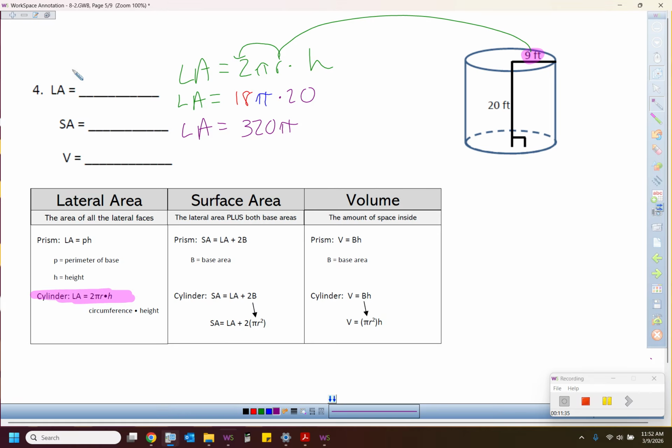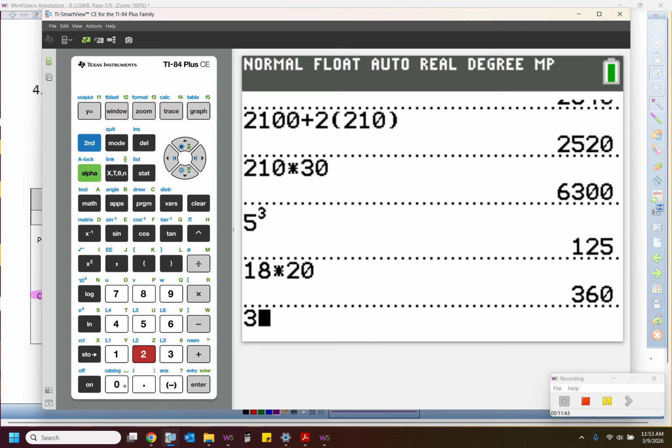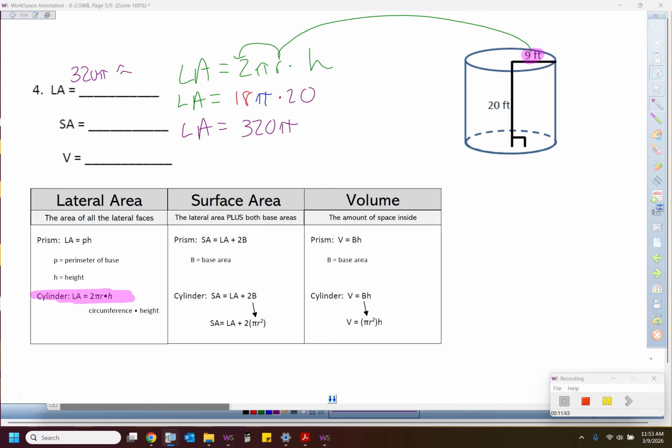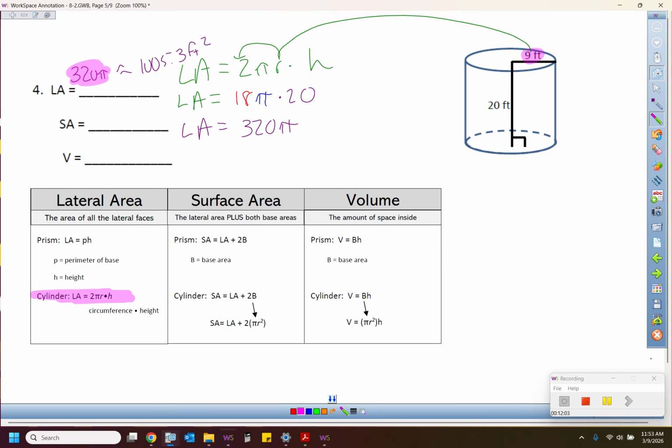But what we'll do is, I didn't make big enough answer blanks here. Sorry about that. We'll put both the 320 pi, and then we will also approximate it, 320 times pi, and round it to 1 decimal place to get about 1005.3. 1005.3, and they gave us feet, so we'll do square feet on that. Right, so we'll put the exact answer, the one with the pi in it, and the approximate answer.